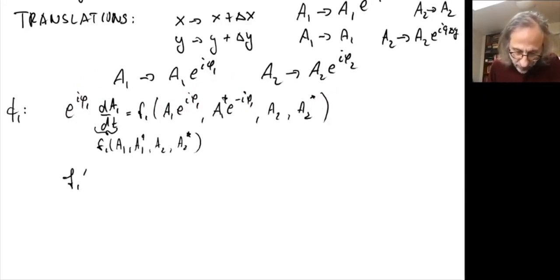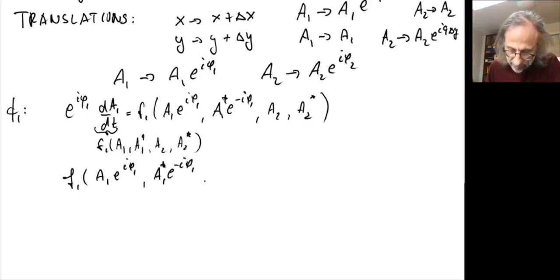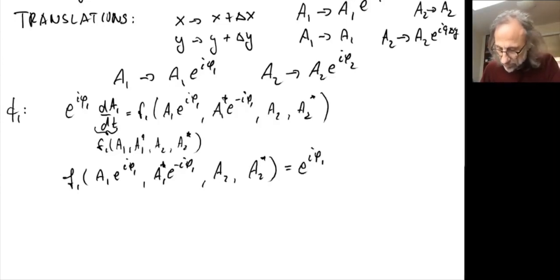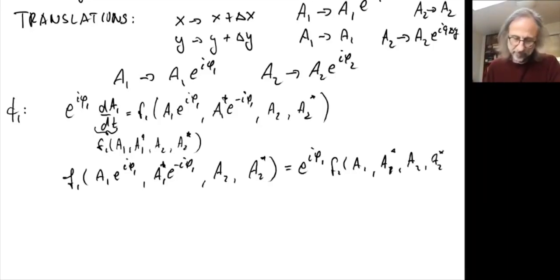F1 of A1 e to the i phi 1, A1 star e to the minus i phi 1, A2, A2 star is equal to... no, let me not write F1. We want to have this phase factor first. e to the i phi 1 times F1 of A1, A1 star, A2, A2 star. So that's the first rule we have derived.